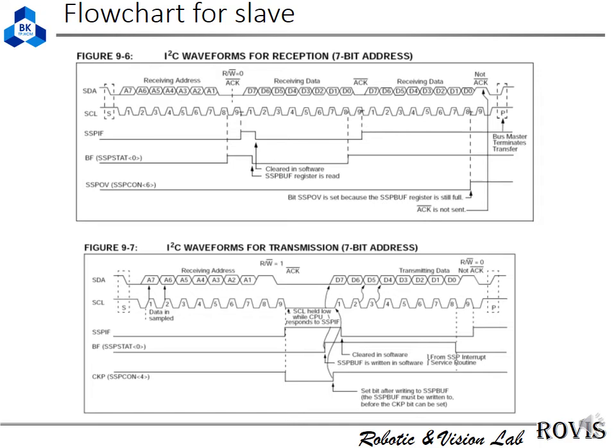The slave has two modes. The first mode is just receive, and the second mode is receive and then transmit the data to the master. The first one is here. In the slave mode, when it receives the start bit and then the address, the data will go to the SSPBUF register. And if the first bit is 0, that means the slave just receives the data.